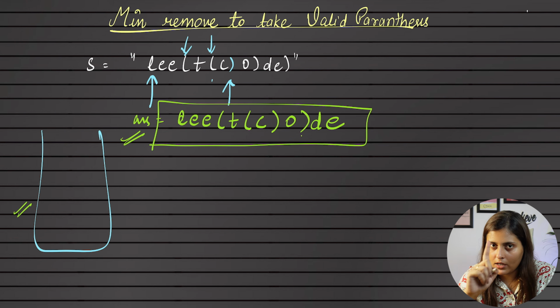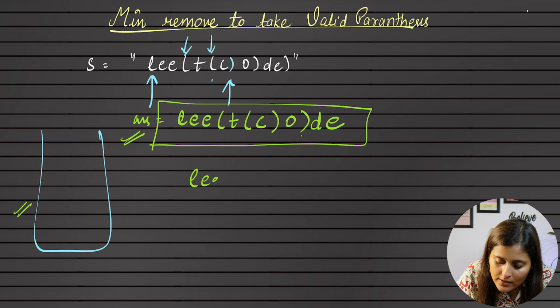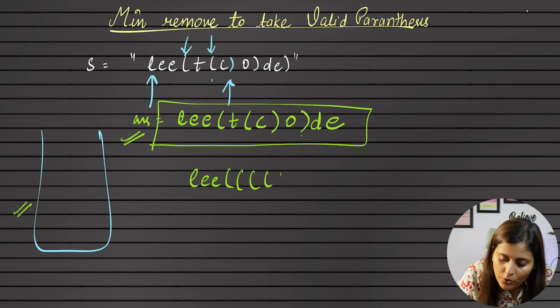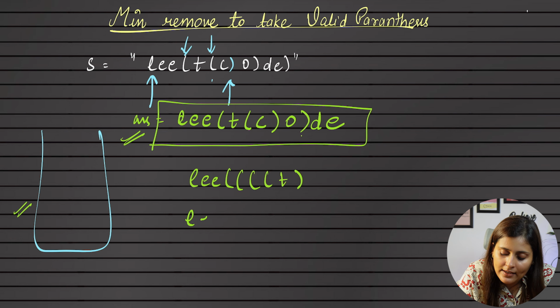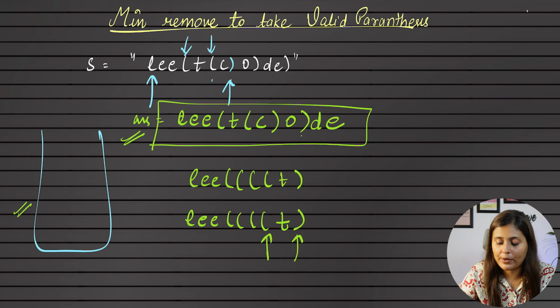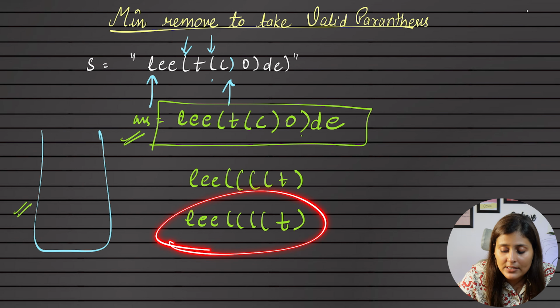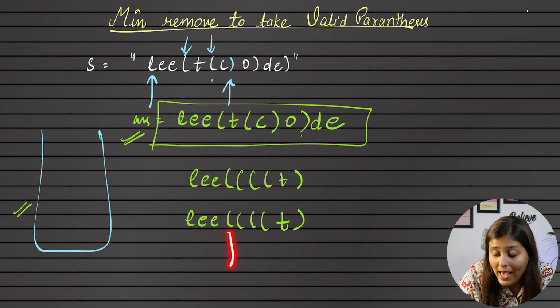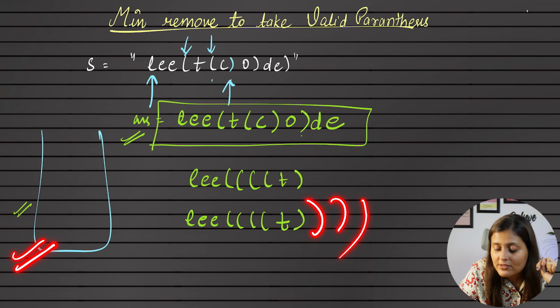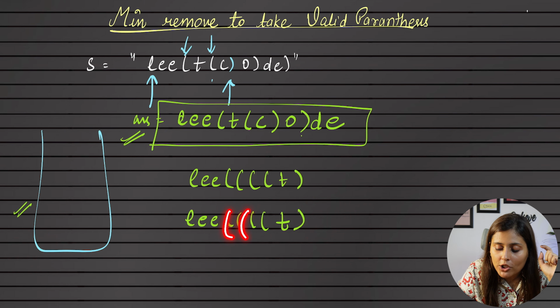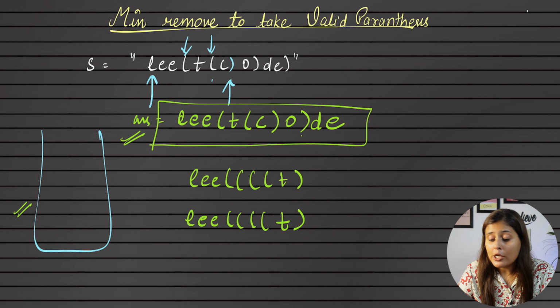But again, let me give you one test case. L, E, E, 1, 2, 3, 4, T and 1. For this, you would have made L, E, E, open, open, open, open, T and then this closing. Why? Because for this closing, we already have the open. But do you think this one is valid? I don't think so, because we have extra open brackets. The stack can help us remove extra closing brackets, but not extra open brackets. Correct?